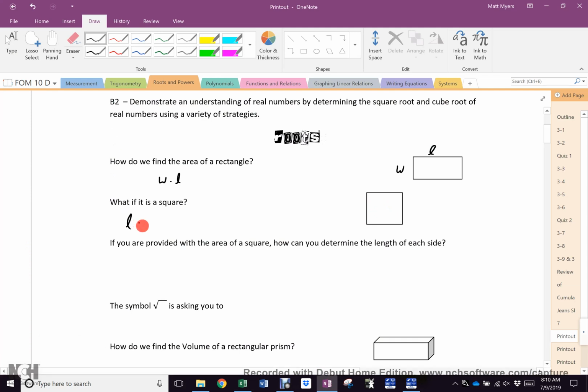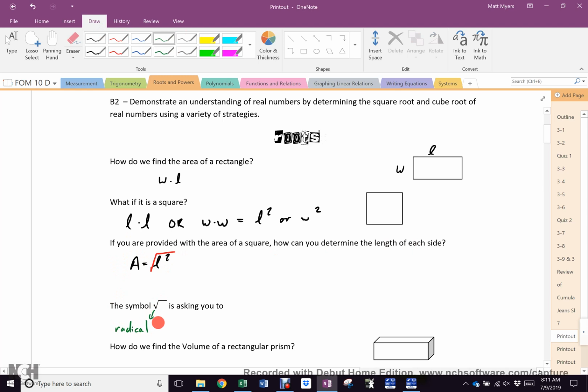So if we write L times L or W times W, what we really have is L squared or W squared, yes? And that's why this is called a square. That's why we call this move squaring. If we have the area of a square, so area equals L squared, how can you determine the length? Well, obviously, you would take a square root of both sides, just of the L. So that's where we get to this symbol right here. This symbol is the radical symbol.